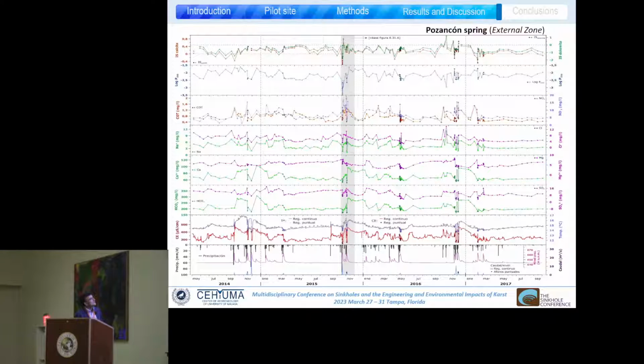However, the response is a little bit more complex. I will show you later, but in general, we can see how, for example, total organic carbon increases, coinciding with this peak of flow rate. So this means that really at the spring, water recently infiltrated and coming from the soil is arriving.